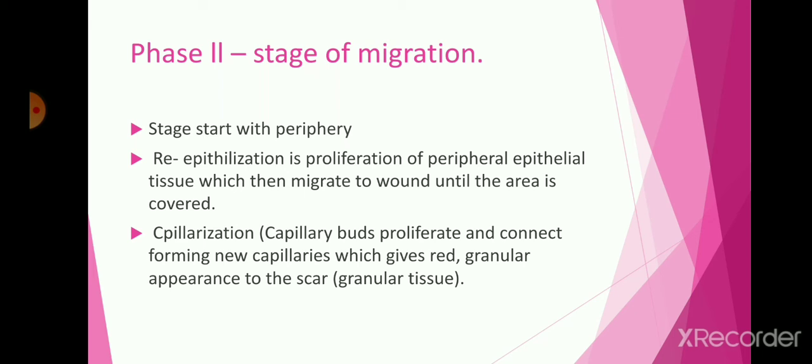So capillarization means the capillary buds proliferate and connect, forming new capillaries, because capillaries also get damaged due to the injury, and these new capillaries give the red granular appearance to the scar. So due to capillarization at the injured site, we can see the red granular appearance of the scar, which is called granulation tissue.